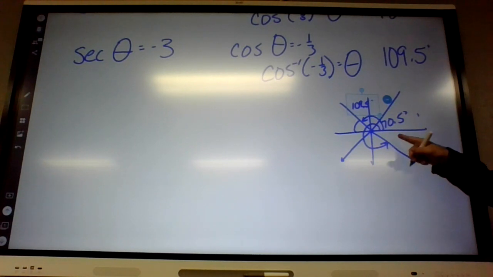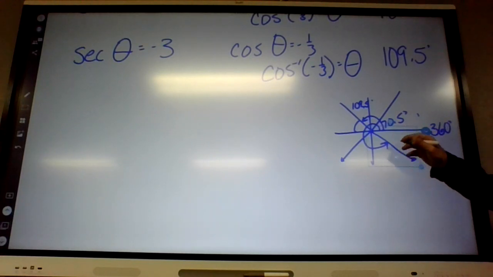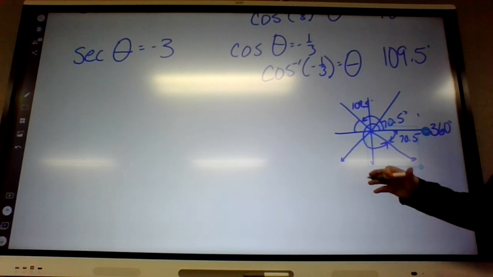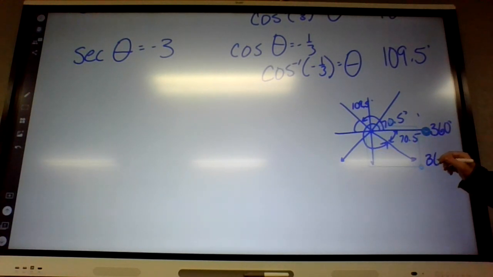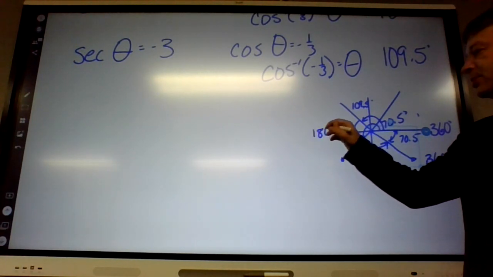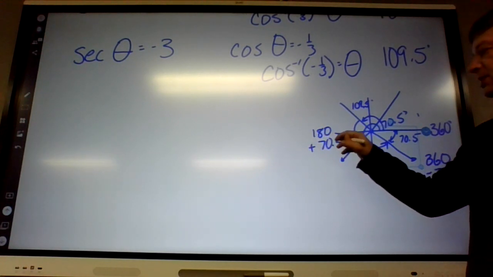So how do I find the fourth quadrant angle? 360 minus 70.5. Right, 360 minus 70.5, that will be the gap right there. The third quadrant angle would be 180 plus 70.5.